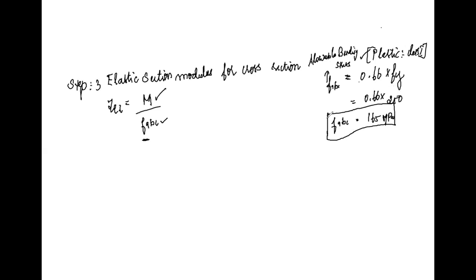Substituting this value in the elastic section modulus, we get the value. We know the value of M, the moment value, 34.375. It is given in kilonewton, so into 10 to the power of 3, kilonewton is converted into Newton. So we multiply by 10 to the power of 3 divided by Fbc. The value of Fbc is 165. The answer is 208.33 into 10 to the power of 3 mm cube. The unit for section modulus is mm cube, millimeter cube.